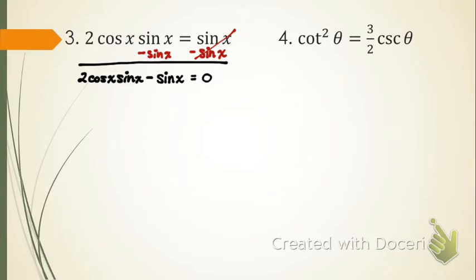So if I can't combine them, what can I do? I can factor out sine. So I'm going to have sine x, and what would that leave me with? 2 cosine x minus 1. Yep, 2 cosine x minus 1 equals 0. Take each factor and set it equal to 0.